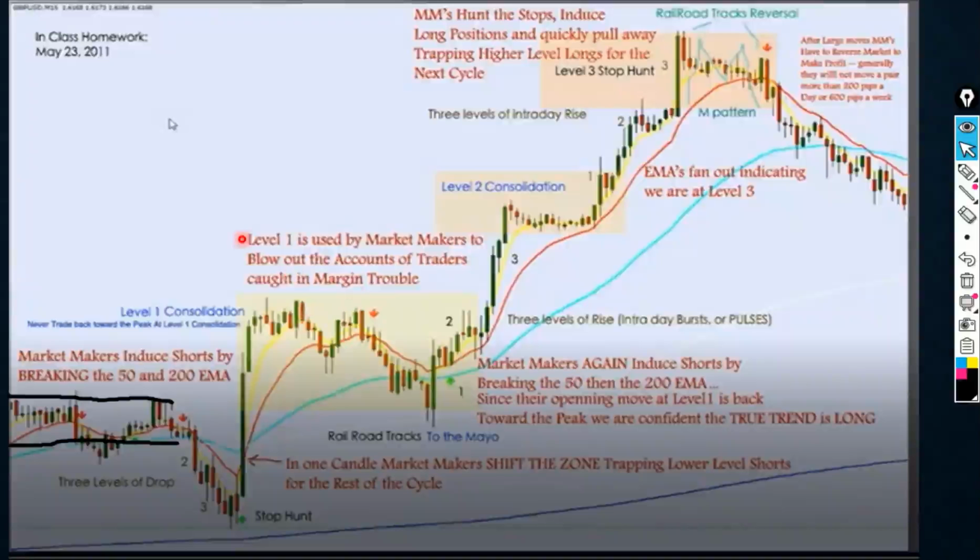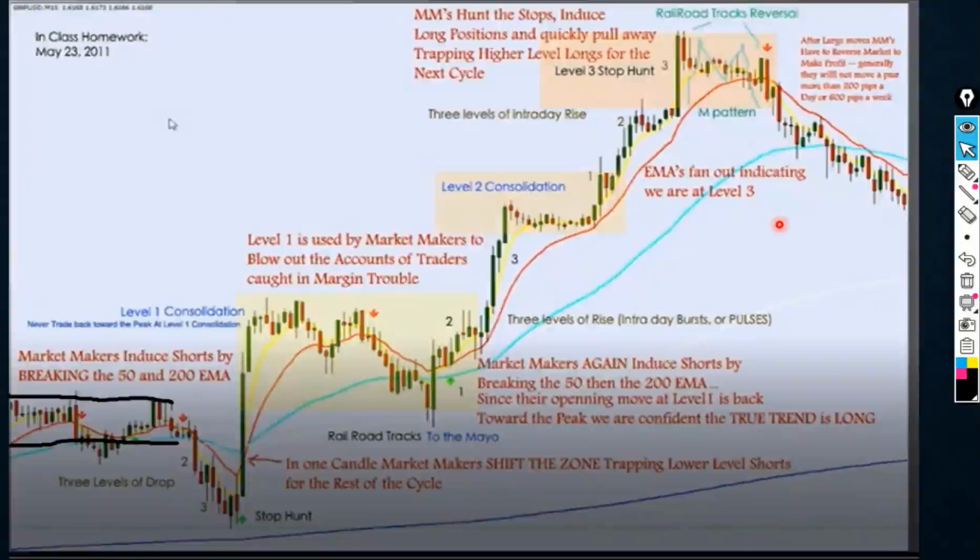Okay, so it now goes into level 1, where we have this box in here. Level 1 is used by the market maker to blow out accounts of traders caught in margin trouble with this false move in here, if they were trying to sell. Again, the market maker has induced more people to sell by breaking the moving averages in here and trapping them back. He moves into level 2 consolidation. He will move into level 3, creating an M formation inside the US session. You'll pull back.